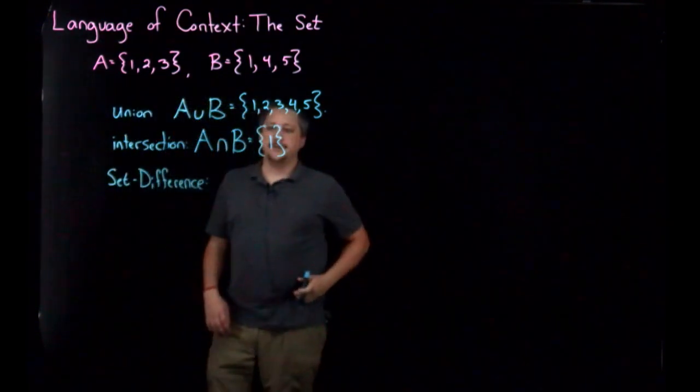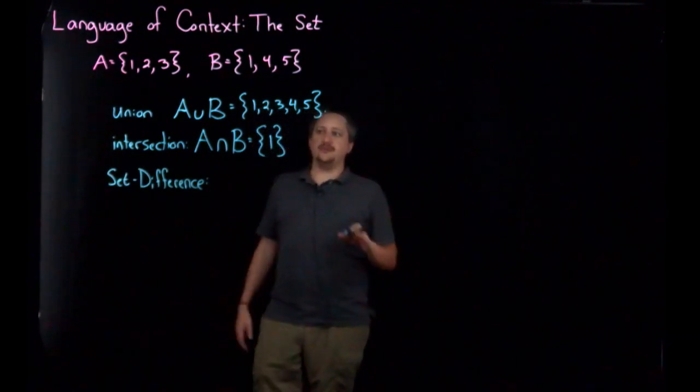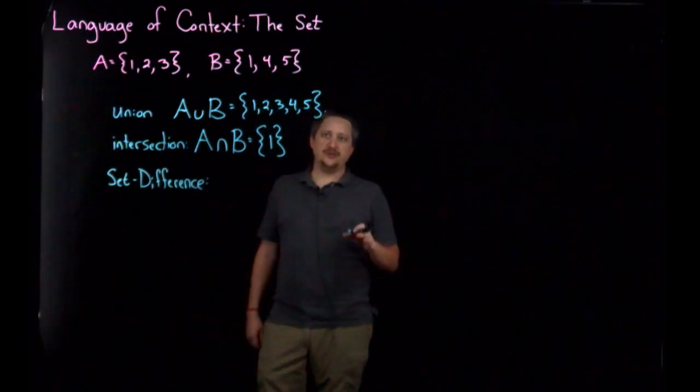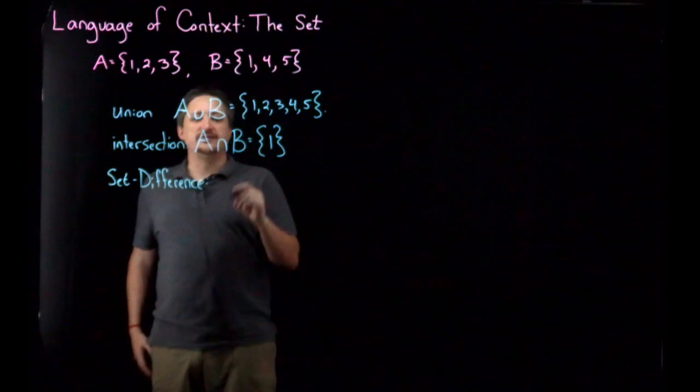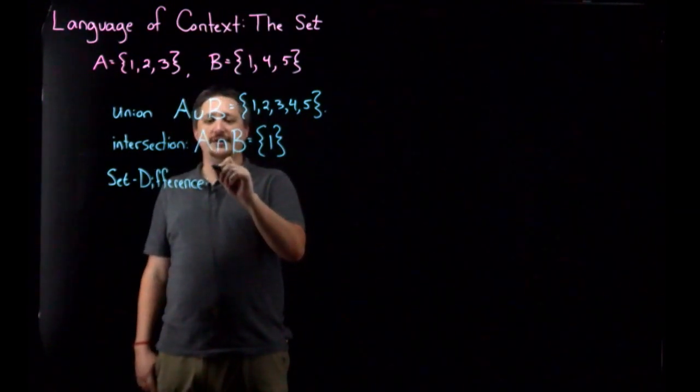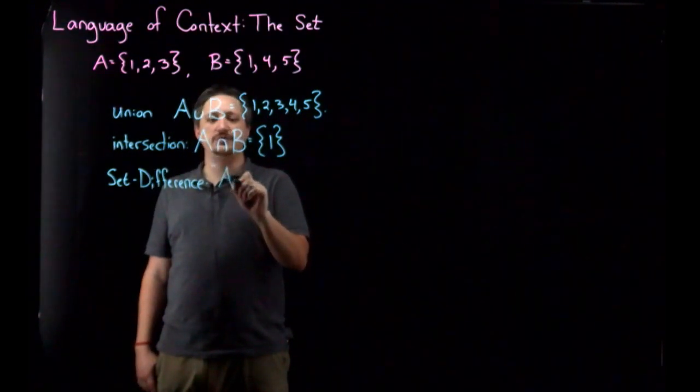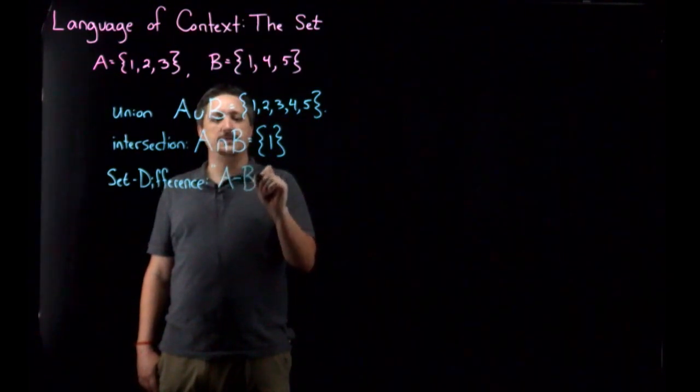So this one's a little weird for two reasons. One, the notation is a little weird, and two, it's important how we're distinguishing between sets and between numbers, okay? So set difference is sometimes written as, I'm going to put this one in quotes because I won't be using this one, A minus B.